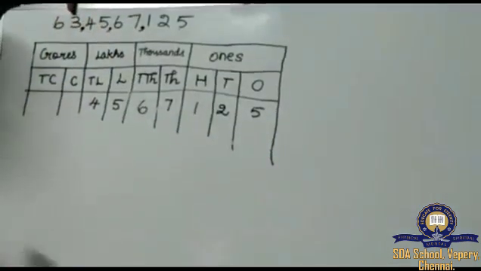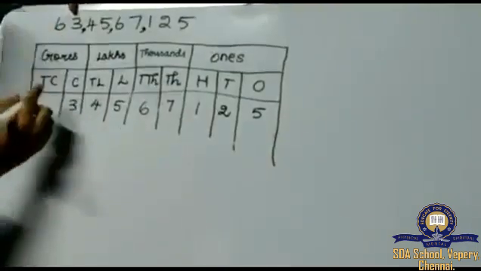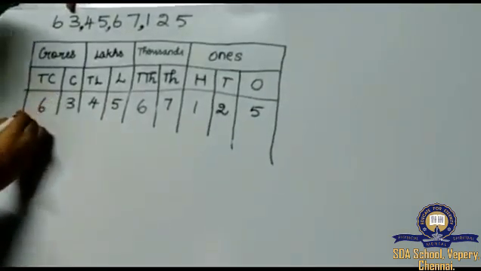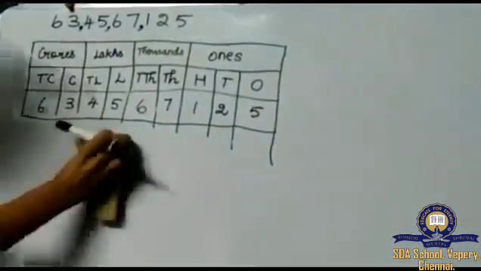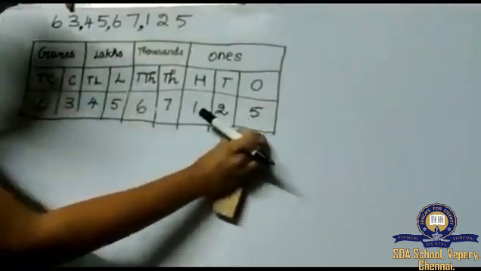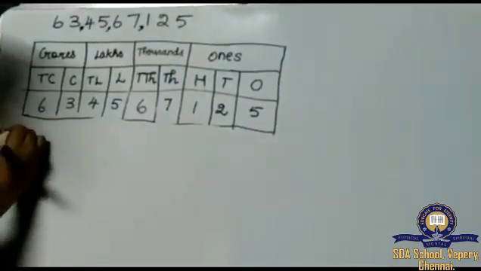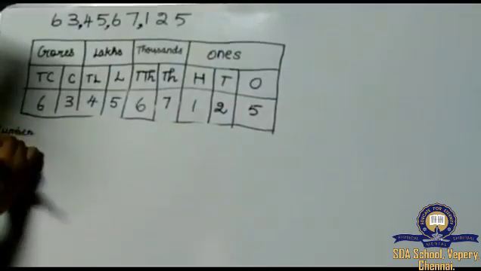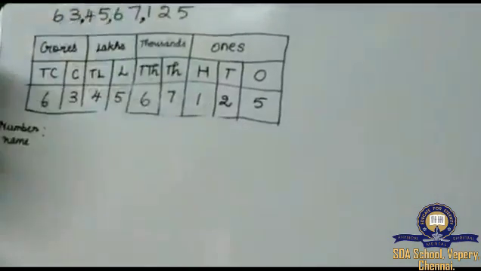So after 4 comes the 3. 3 comes under the crores place and 6 comes under the 10 crore place. So now we are done with the place value chart. Now we have to write the number name. Number name for this number.